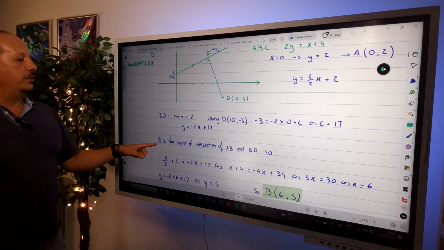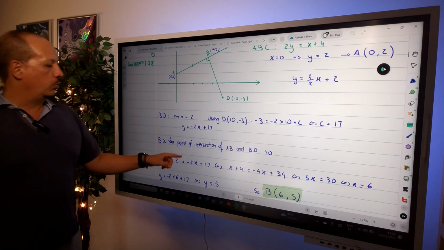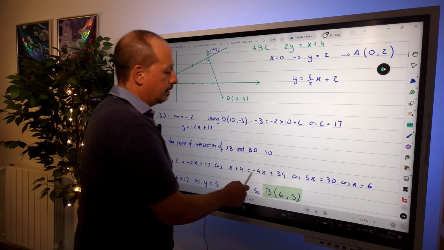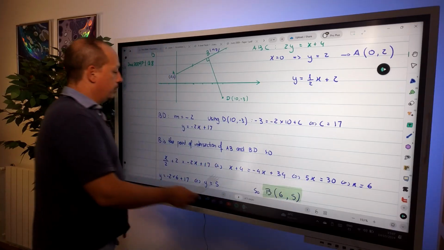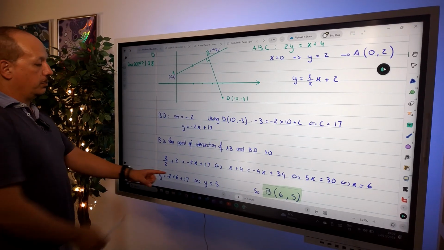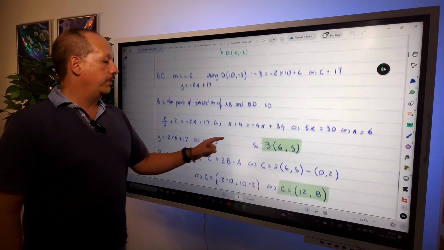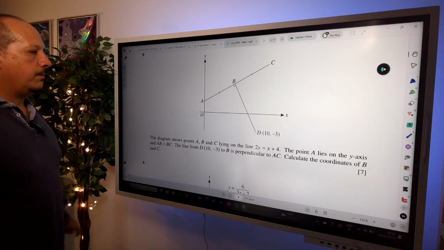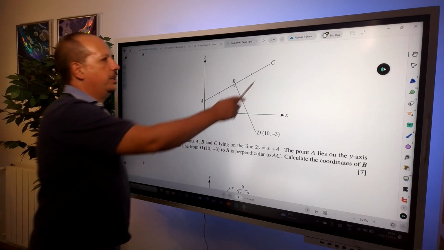If B is the point of intersection of AC and BD, we equate one to the other, and we solve it, and we'll get the value of x equals 6. Substitute it in either one of those, and you get the value of y is 5. So here you have the coordinates of point B. What about the coordinates of point C over here?